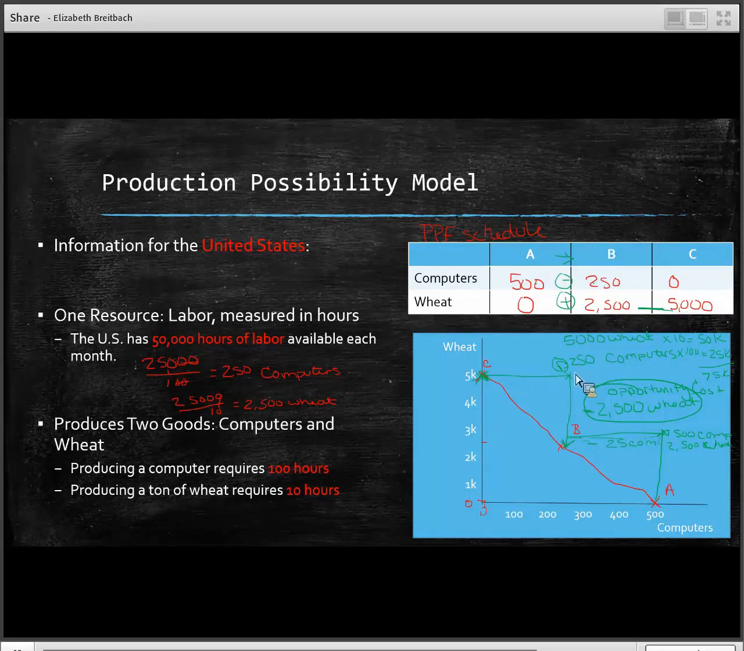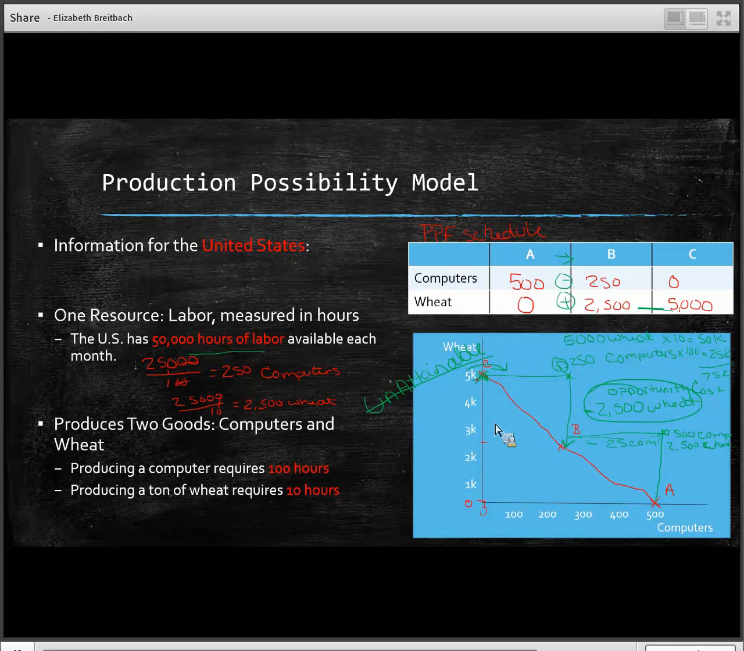The reason why we can't get to these points outside the production possibility frontier is that they're what we're going to call unattainable. They're unattainable because we do not have enough resources to move beyond our production possibility frontier. At any point outside our production possibility frontier, we do not have the amount of resources available to us.